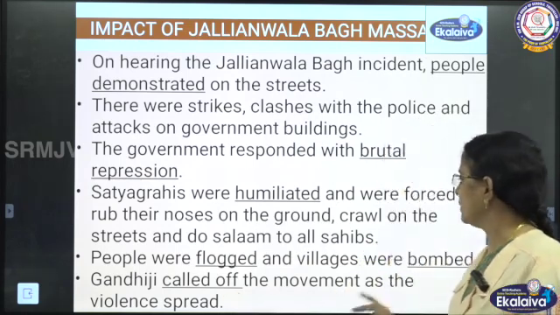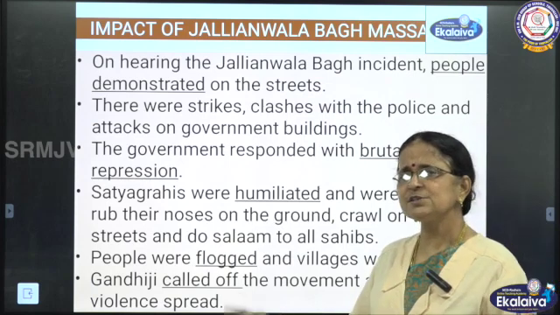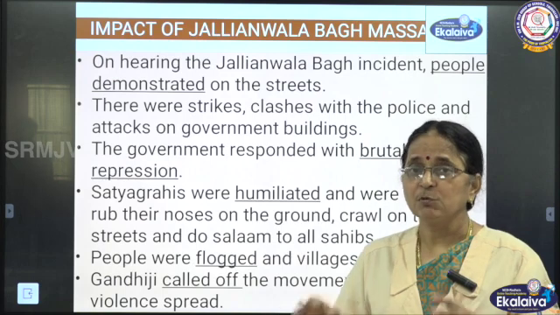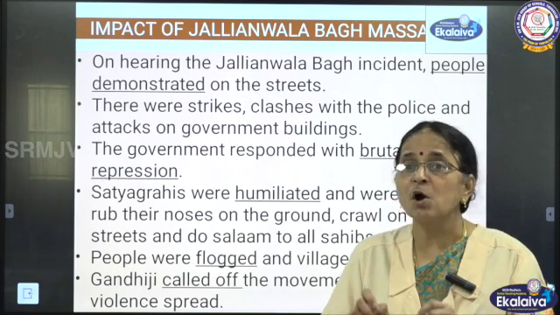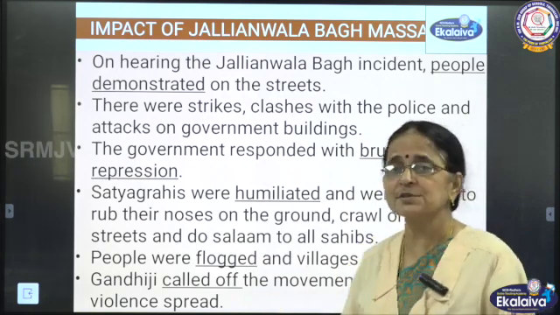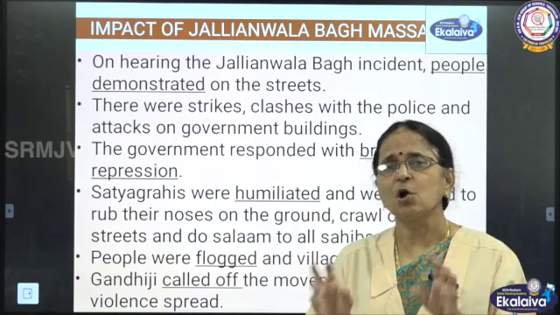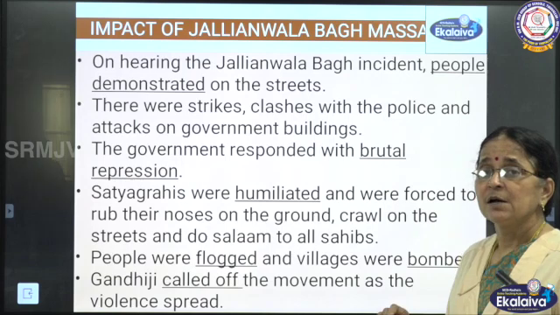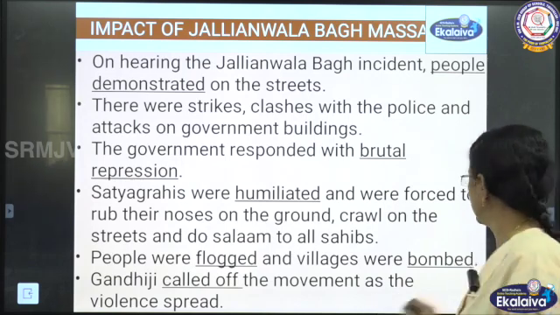Gandhiji called off the movement as the violence spread. Gandhiji noticed that violence was spreading. He wanted this movement to be non-violent. Now the violence was on, so he called back the Satyagraha movement.